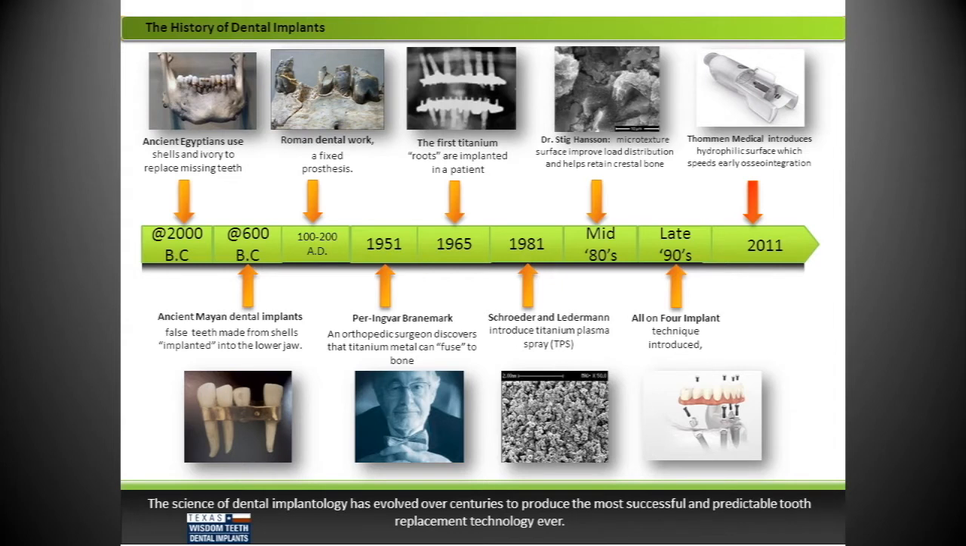The history of dental implants started as early as 2000 BC, when ancient Egyptians used shells and ivory to replace missing teeth. In 1951, Per-Ingvar Brånemark discovered that titanium has the ability to fuse to bone. And in 1965, the first ever titanium roots were implanted in a patient. There is no doubt that the science of dental implantology has evolved over centuries to produce the most successful and predictable tooth replacement technology ever.